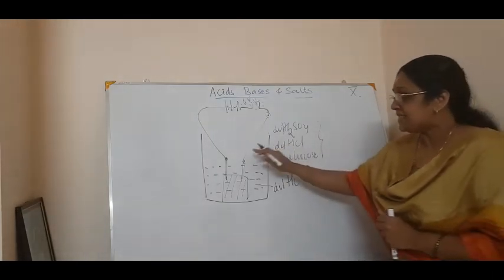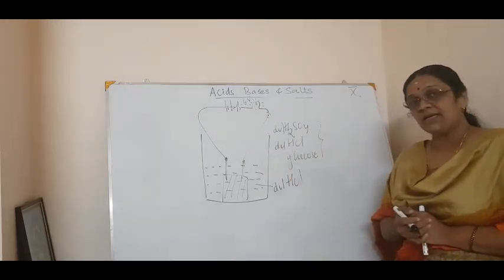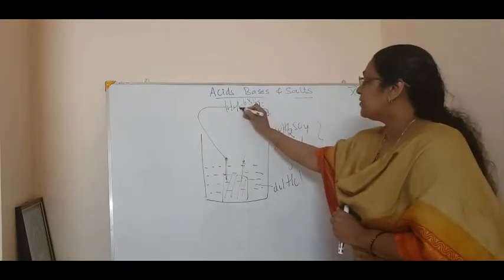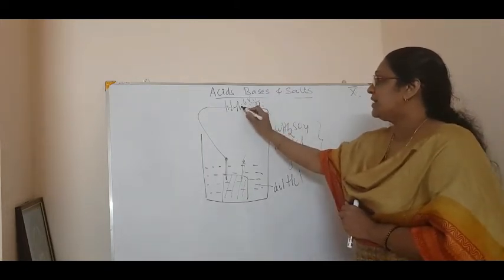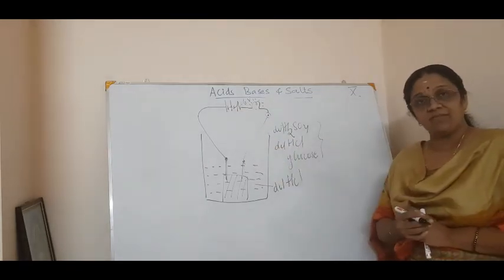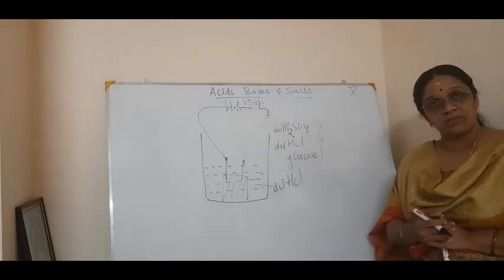Which means the current is passing through it. Isn't it? A current is passing through it. Now if the electrons are passing, you know in electricity you have studied negative to positive, the current is from positive to negative. Okay, so a current is flowing through it, and that is why the bulb is glowing.